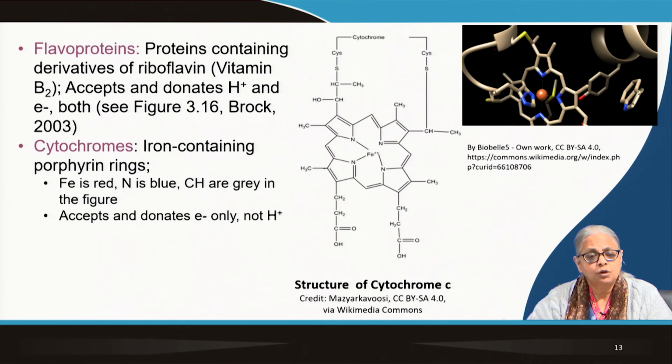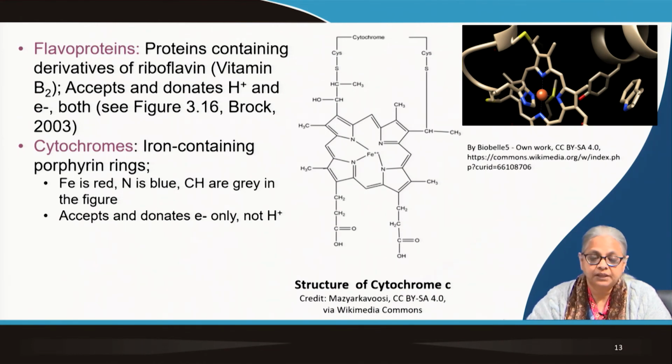Then we come to flavoproteins. Now, flavoproteins are proteins that contain derivatives of riboflavin, which is vitamin B2. These flavoproteins are capable of accepting and donating both protons and electrons, and I am referring you to the textbook again to see the structure of the compound and how and why protons and electrons can be accepted or donated. And these are all very crucial because the entire electron transport chain depends on these carriers of protons and electrons for basically transferring electrons all the way from the substrate to the terminal electron acceptor, and in the process generating ATP. So these are crucial carriers.